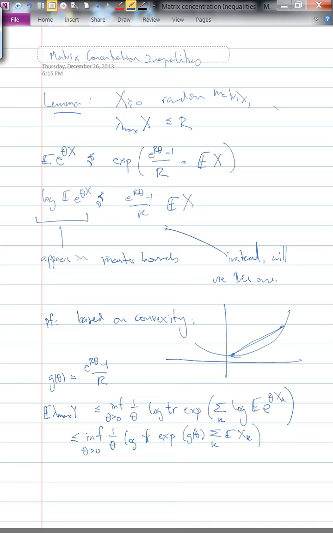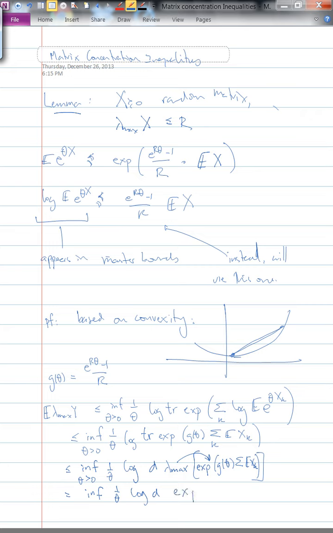Okay, so what happens now? Now we're going to use some of our standard tricks. We have a trace here. A standard bound for the trace is to replace it by the dimension of the matrix times its largest eigenvalue. So this is certainly less than or equal to the infimum of log, and instead of trace now, d times lambda max of whatever's inside, exp of g of theta sum of expected value of X_k. Another standard thing that follows immediately from the definition of the exponential is that we can pass lambda max inside. So this is now equal to the infimum of 1 over theta log d times the exponential of lambda max of g of theta sum of expected value of X_k.